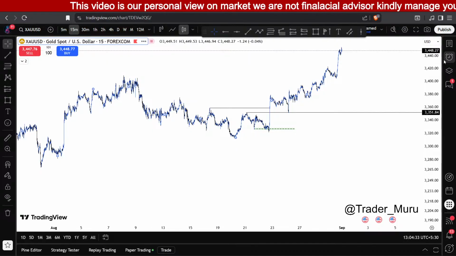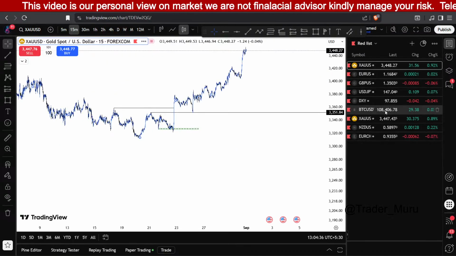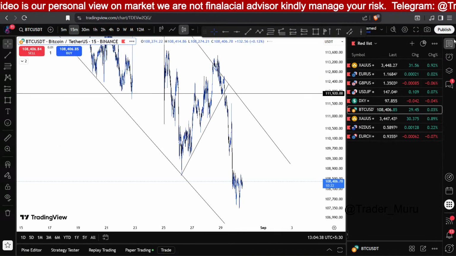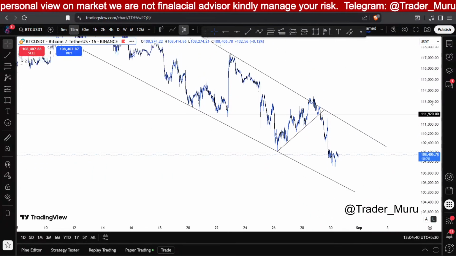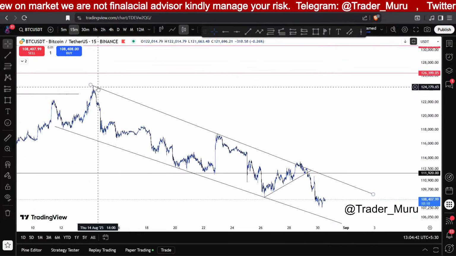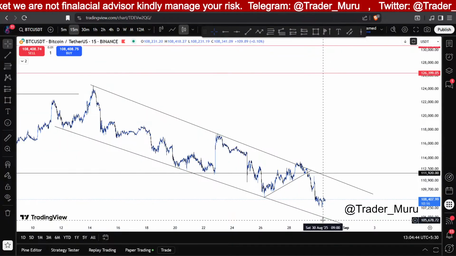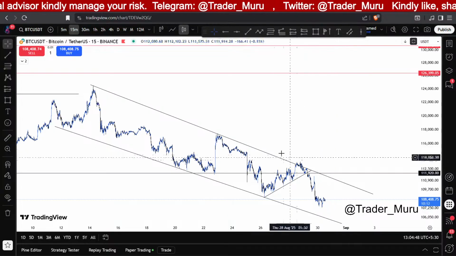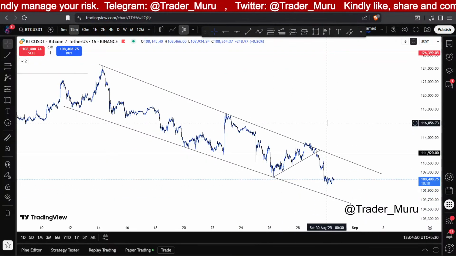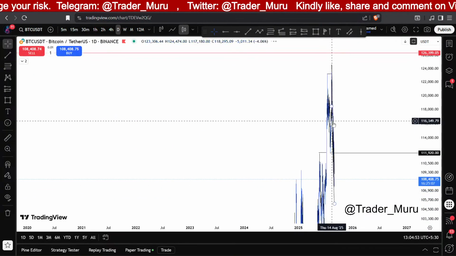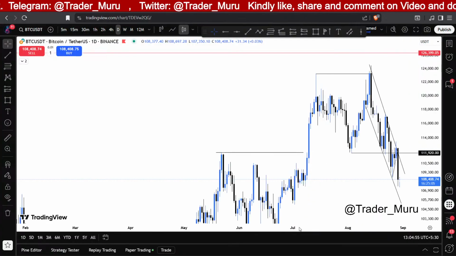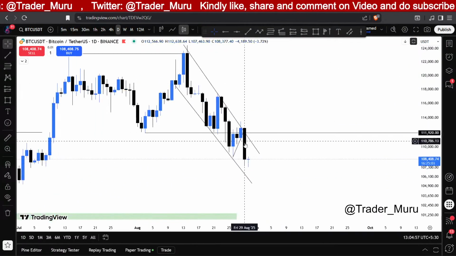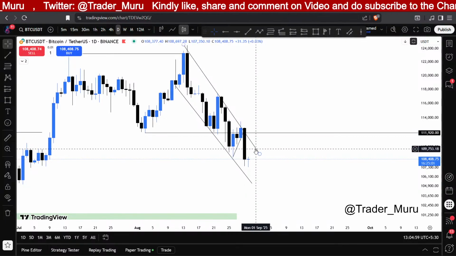Okay, let's just go for BTC. BTC is running in this channel. Watch for again a bounce from this bottom area, and this will be your target around this top. And if you see this in daily time frame, this is our change of character in daily time frame. That's why I was bearish here.